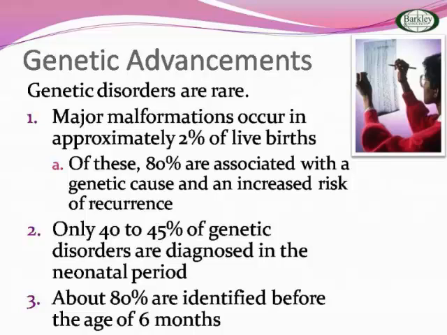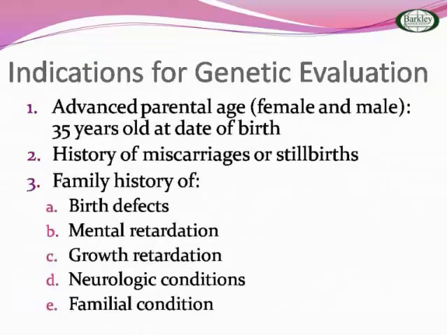And only 40 to 45% of genetic disorders are diagnosed in the neonatal period. And if you work with young infants, 80% are identified before 6 months. So there's going to be patterns of things that you are going to be in the right position to identify. We also know that advanced parental age, both female and male, do contribute to some of the conditions you'll see. History, those families that have a history of miscarriage, stillbirths, family history with birth defects, mental retardation, growth retardation, neurological conditions like seizure, and anything that's familial.